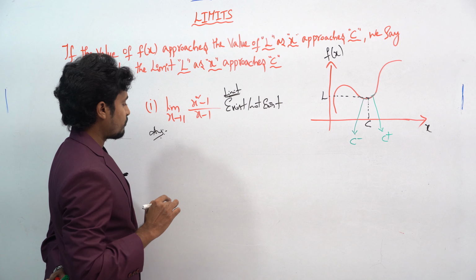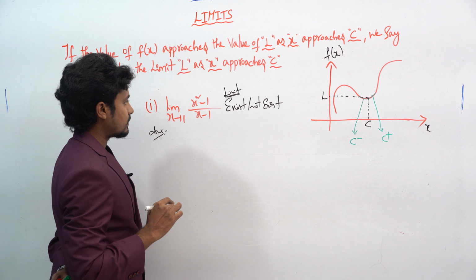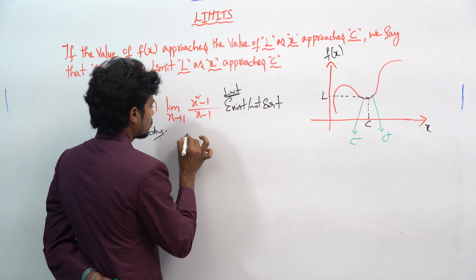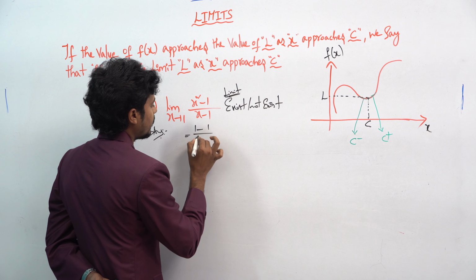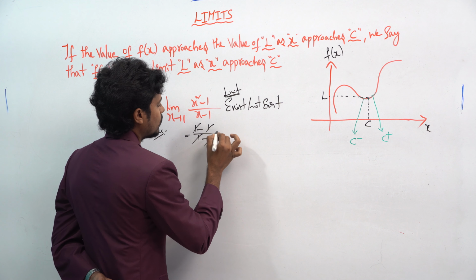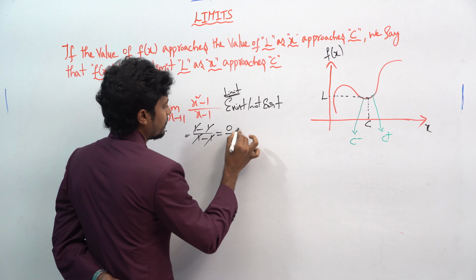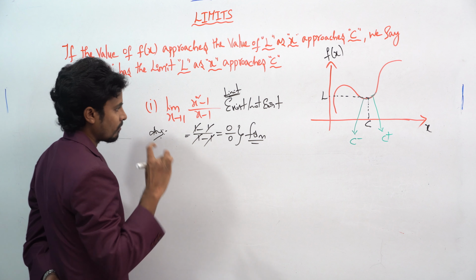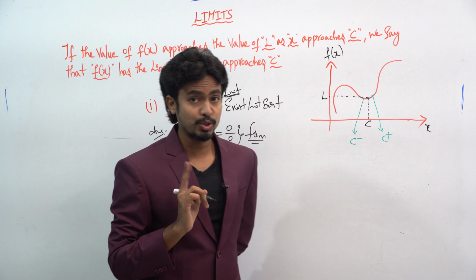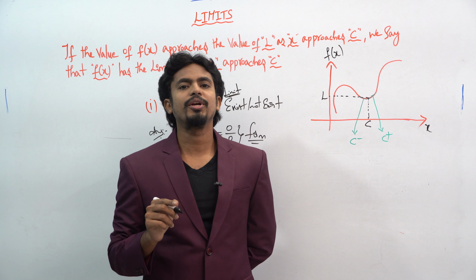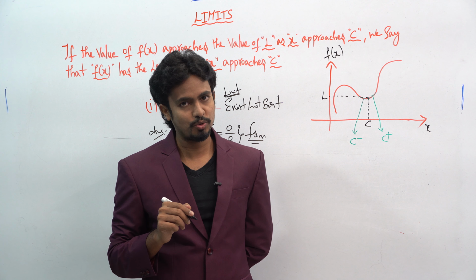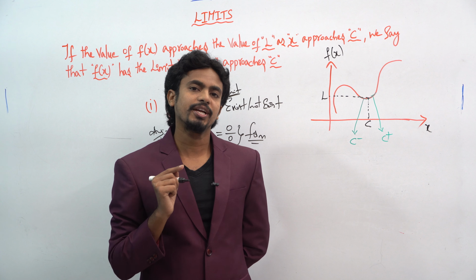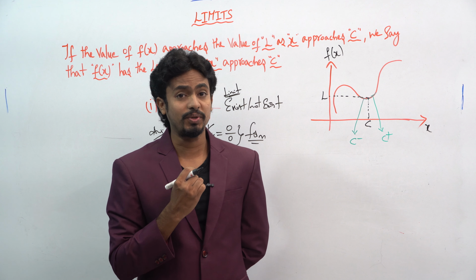First thing you have to do is substitute 1 here. What you will get is 1 minus 1 divided by 1 minus 1, so this is the 0 by 0 form. Whenever you see the 0 by 0 form, in the next class I will tell you about the 0 by 0 form, infinite by infinite form, infinite minus infinite form, 1 power infinite form, and the different types of forms there are.